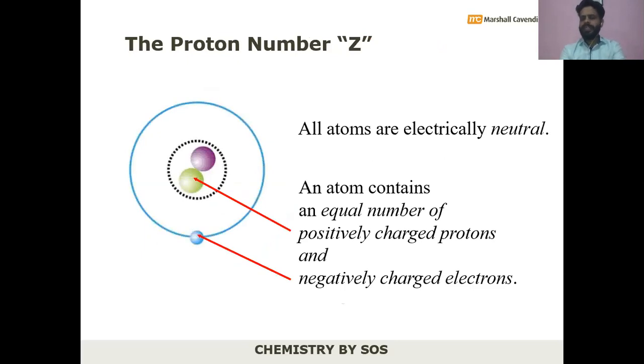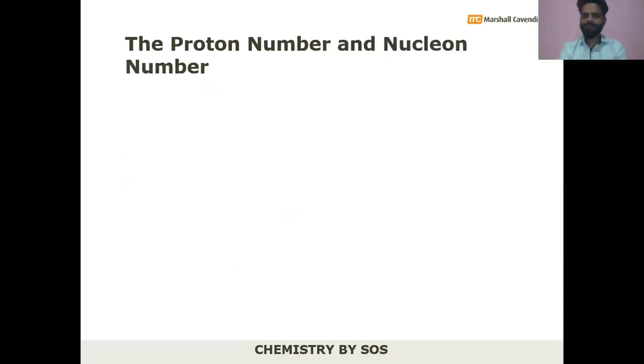An atom is electrically neutral because the number of protons and the number of electrons are equal to each other. The positive charge contained by protons and the negative charge contained by electrons are equal in an atom. Therefore, an atom is electrically neutral.